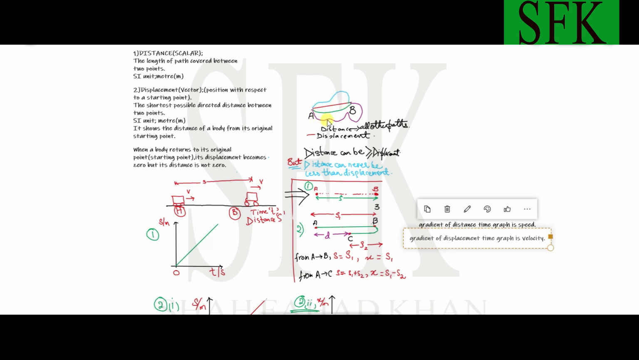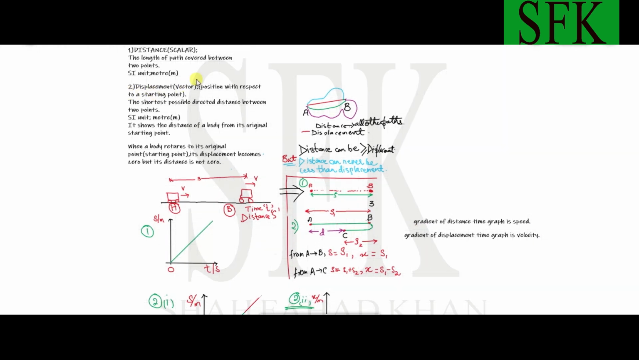If it travels following the purple path, then the length of this purple path would be the distance. If it travels using the green path, then the length of the green path would be its distance. If it travels using the red path, then the length of the red path will be its distance.